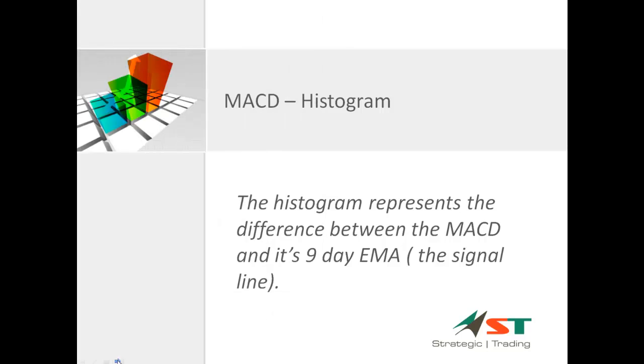In this part of the series, we are going to focus on the MACD histogram. The histogram basically represents the difference between the MACD and its 9-day exponential moving average, also known as the signal line. So basically, the histogram will show us the gap or the difference between the two exponential moving averages.